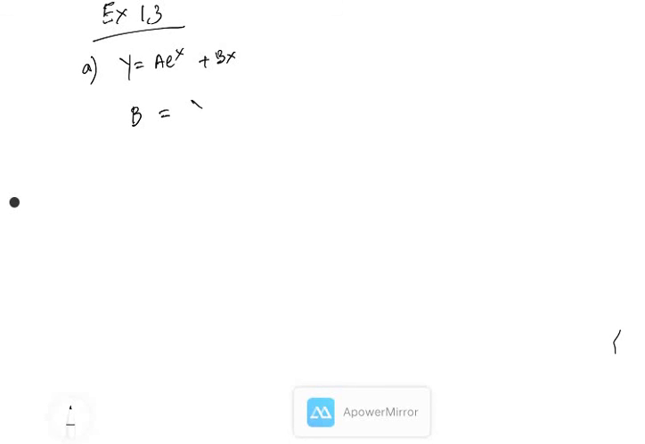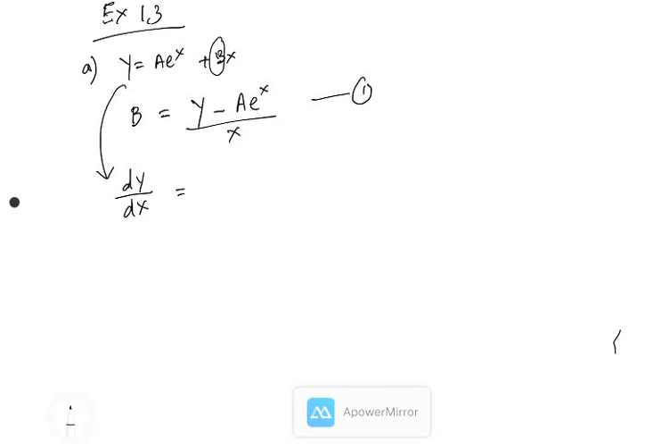b equal to y minus, okay, we want to take this b, right? So b equal to y minus a exponent x divided by x. So this is the equation for the constant b. Okay, we name it as equation 1. Now you have y, right? So what is dy over dx? You differentiate the equation of y. So you differentiate, what do you get? a exponent x plus b, right? Okay, and we name it as equation 2.